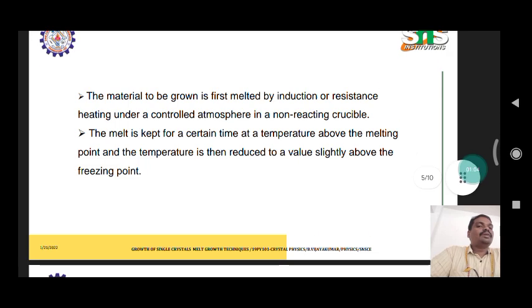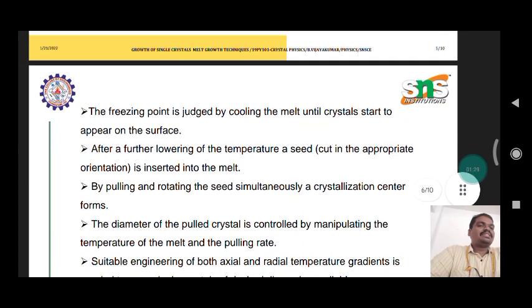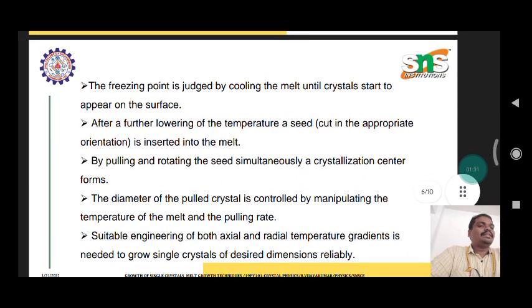The material to be grown is first melted by induction or resistance heating under a controlled atmosphere in a non-reacting crucible. The melt is kept for a certain time at a temperature above the melting point, and the temperature is then reduced to a value slightly above the freezing point. The freezing point is judged by cooling the melt until crystal starts to appear on the surface.